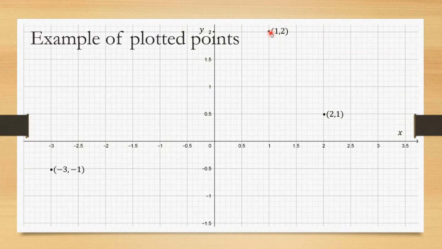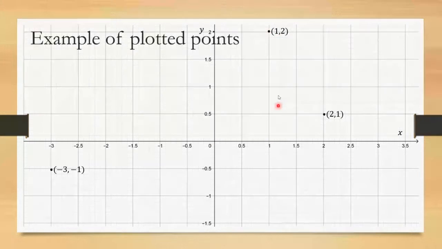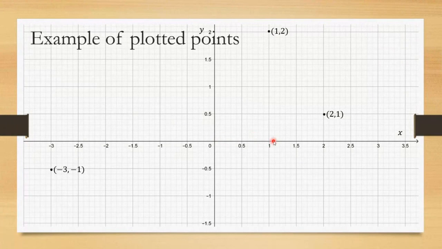Again, we are 1 unit to the right. 1 is the x-coordinate, the first number. That's how far we are horizontally. And our height, that's what 2 is. We're 2 units up.